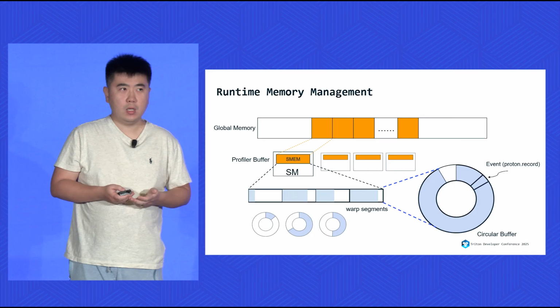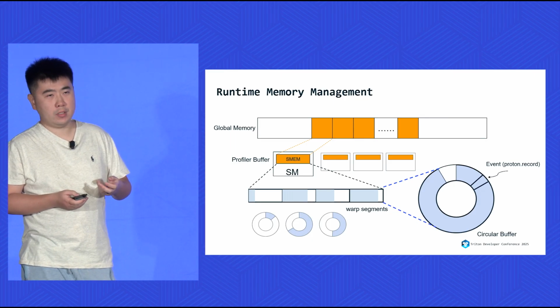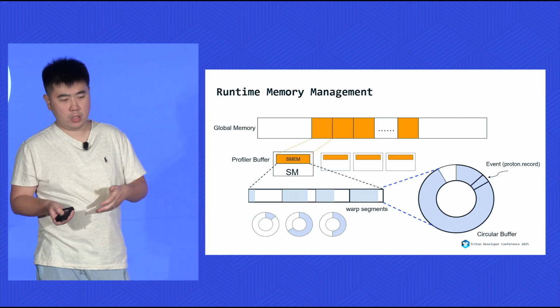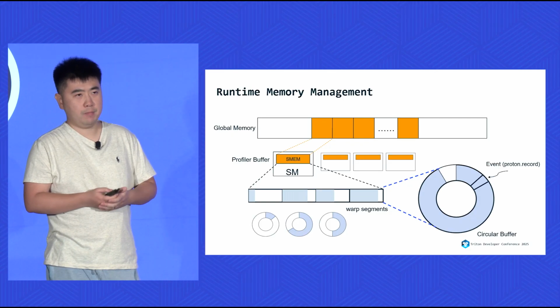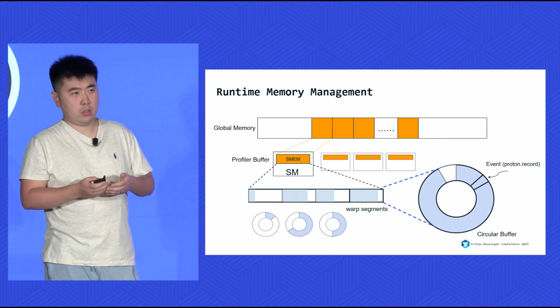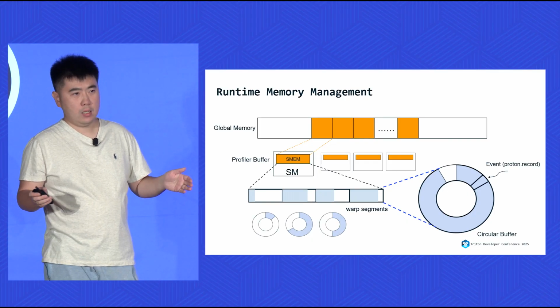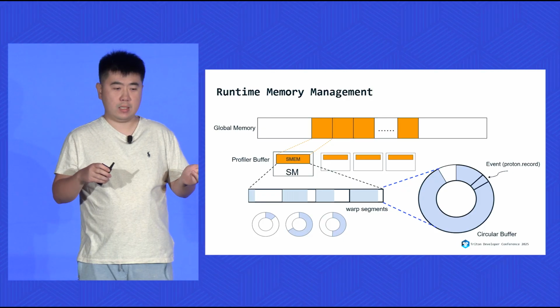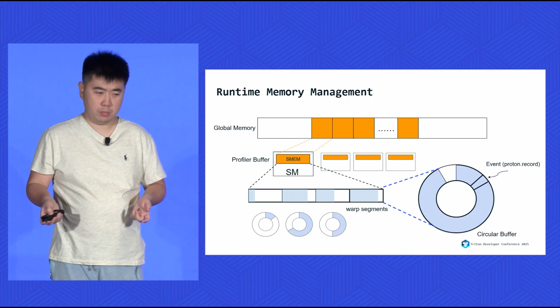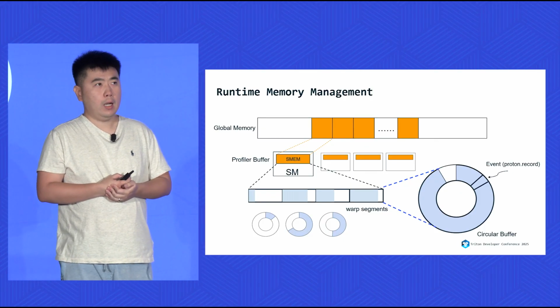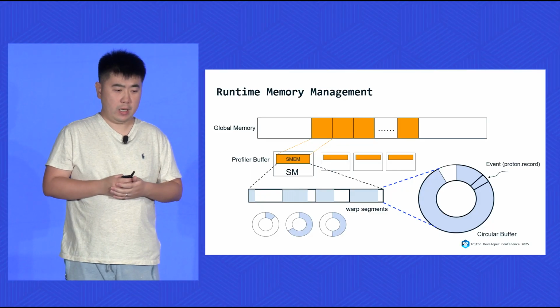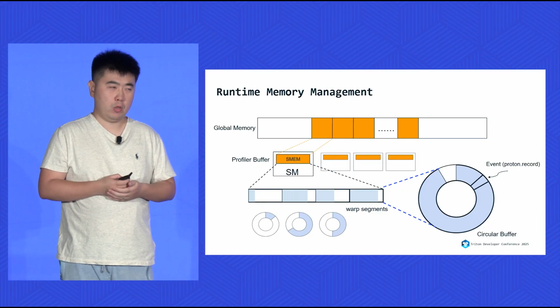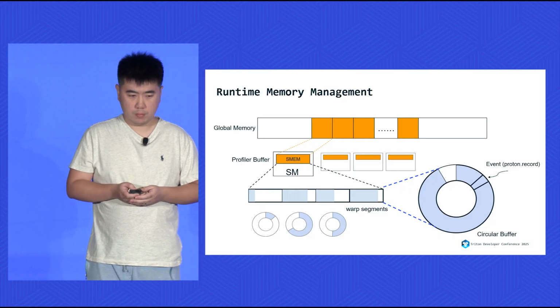During the runtime, we automatically allocate resources like global memory and shared memory. Each thread block has a profiling buffer, which is organized into warp-level segments. And each segment is organized as a circular buffer. So the number of events can be different in each segment when you profile a warp specialized program.